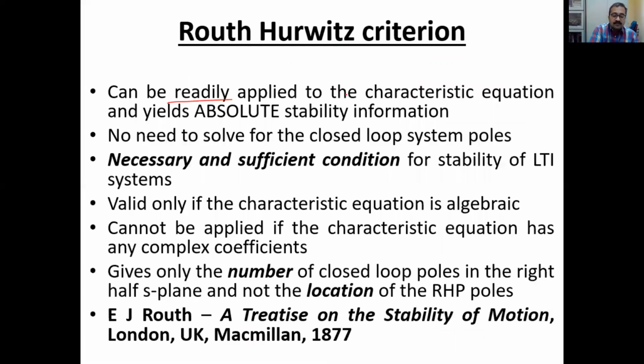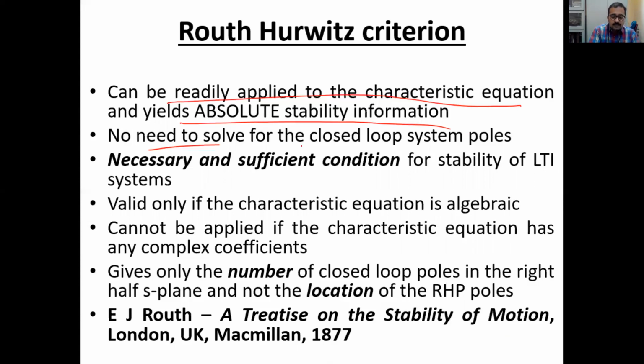It can be readily applied to the characteristic equation and it yields absolute stability information. What do you mean by absolute stability information? Is my system stable? Yes or no? So it will tell you whether the system is stable or not. It will not tell, if it is stable, how relatively stable it is, or what is the degree of stability. That information cannot be given by the Routh-Hurwitz criterion. It will simply tell whether the system is stable or not. That much information only it can convey.